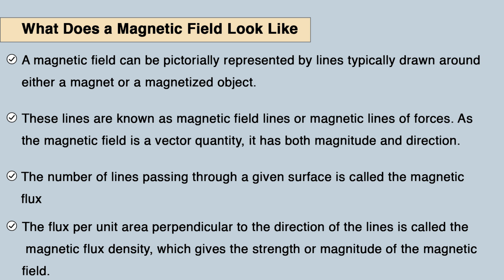A line drawn tangentially at any point on the field line gives the magnetic field direction. The magnetic field lines are analogous to electric field lines.